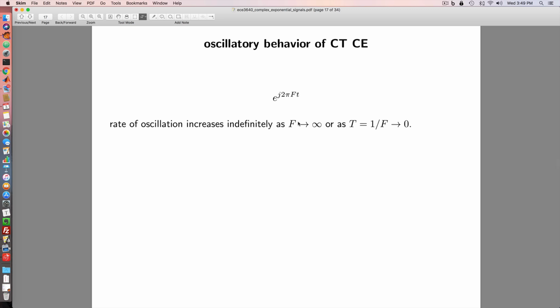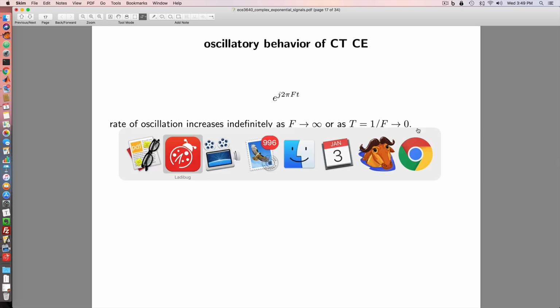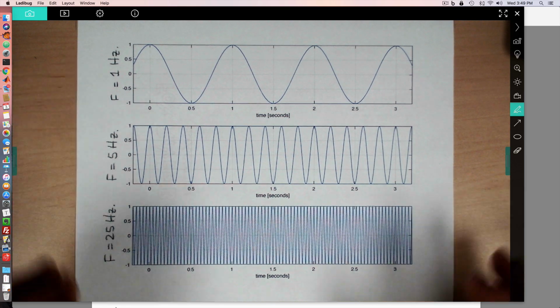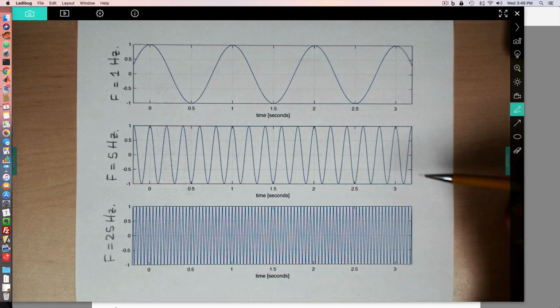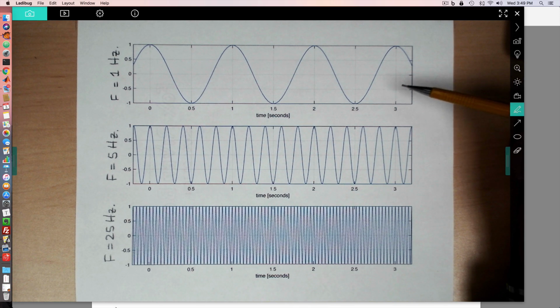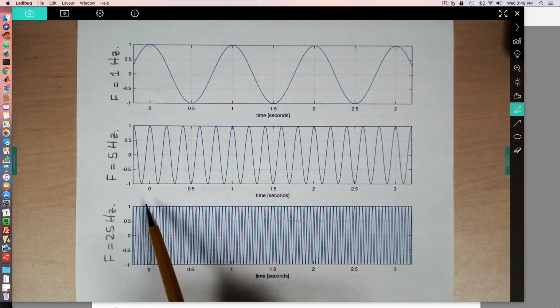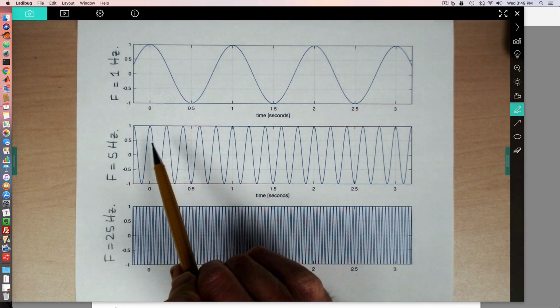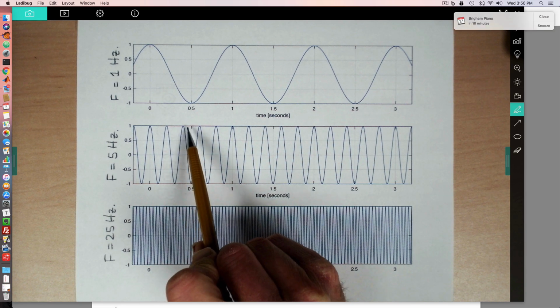The next property that we need to look at is the oscillatory behavior of complex exponentials. And to investigate this, I'm going to put up another picture. Here I have plotted some continuous time complex exponential signals. This first one has a frequency of 1 hertz. The next one has a frequency of 5 hertz. So you can see that in 1 second we go through 5 cycles of this sinusoid. 1, 2, 3, 4, 5.